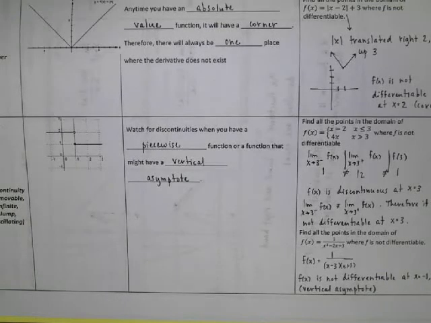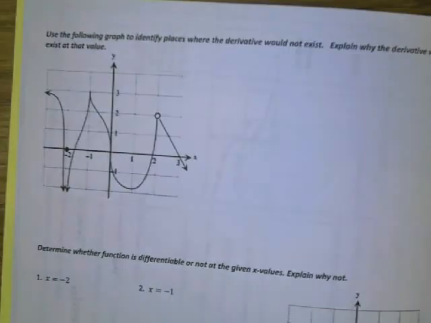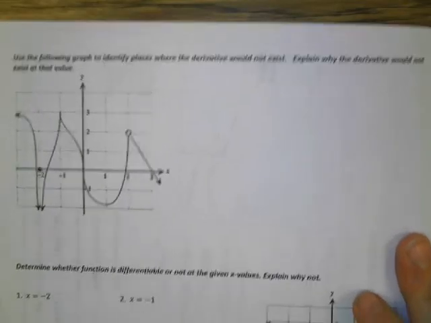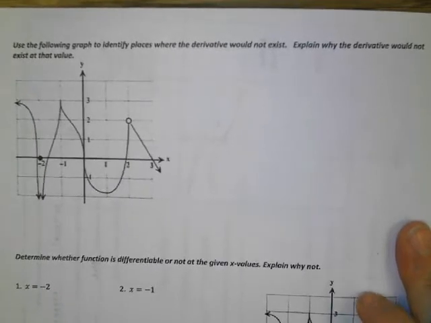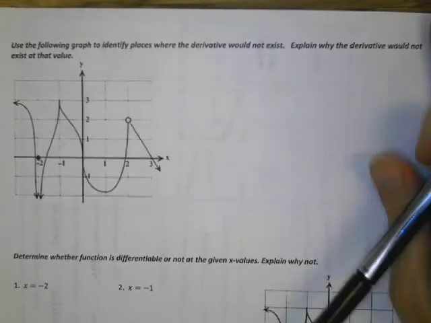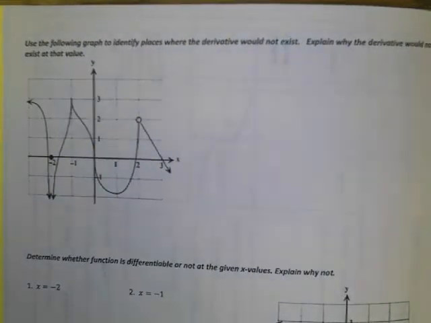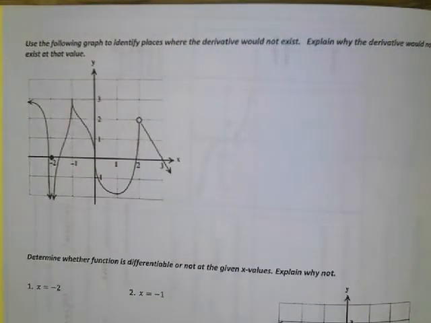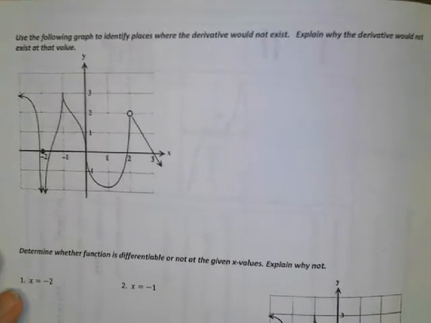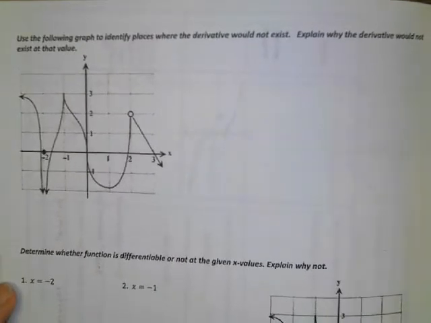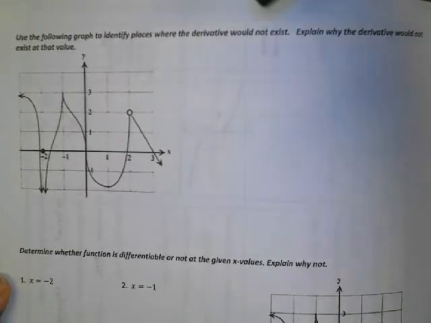So now we're going to look at some graphs and make sure we can pick out these issues on a graph. So I'm going to turn the page. Get my notebook turned the right way. Here we go. Okay, so all I want to do right now is, looking at these graphs, identify places where the derivative wouldn't exist. So I'm looking for these cusps, corners, vertical tangents, or anywhere there's a discontinuity. So to explain, we're just going to classify what the problem is with the graph.